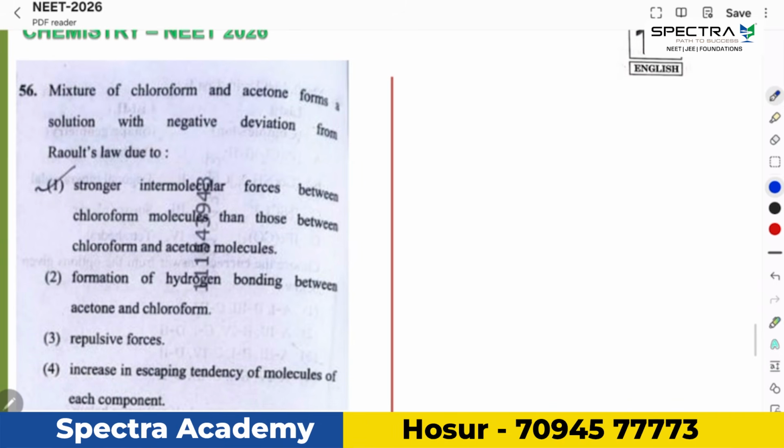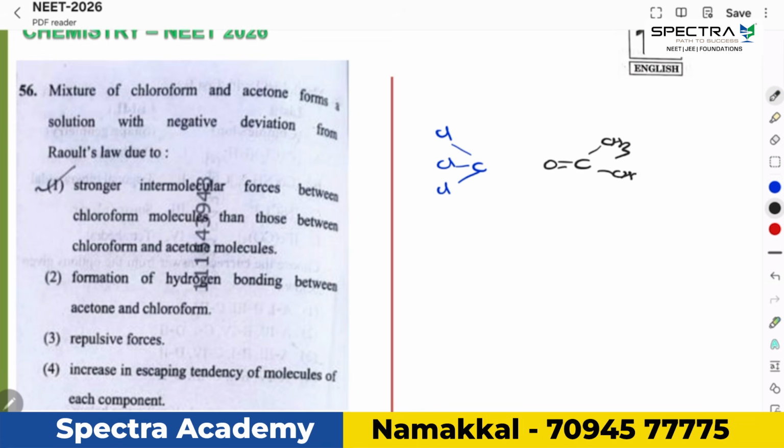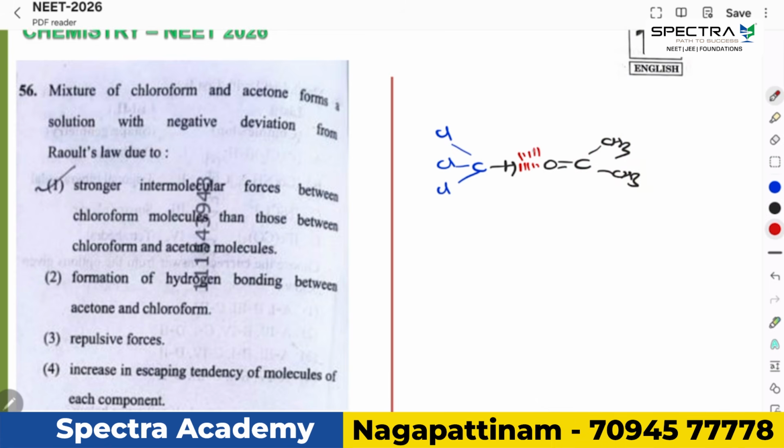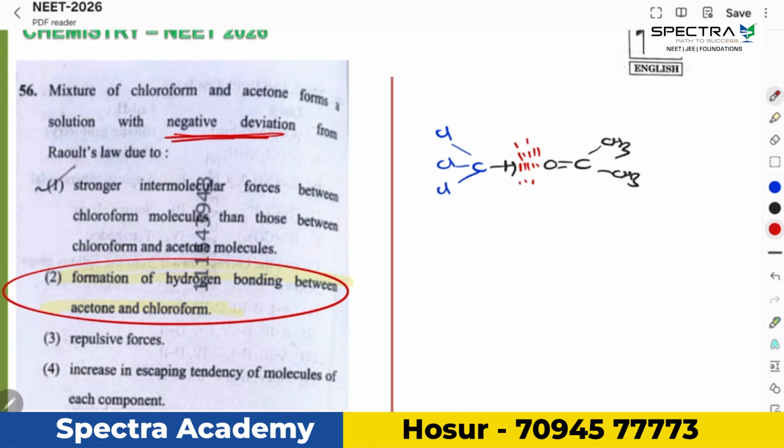Question number 56. They have given chloroform. This is our chloroform. Remember this chloroform and acetone formula. Acetone formula, C double bond O, CH3. This is your chloroform and acetone. So between them we have hydrogen bonding. Because of that hydrogen bonding, negative deviation is possible. So the answer is formation of hydrogen bonding between the acetone and chloroform. This is the correct option.